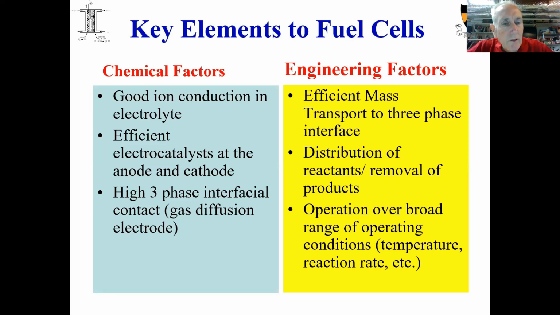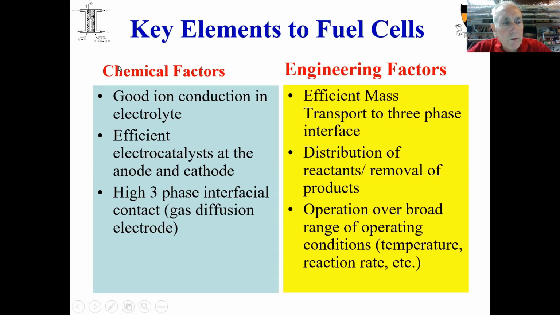Electrolyte, so that you're not wasting energy transporting the protons. You want to have an efficient electrocatalyst at the anode and the cathode. And you want to have a three-phase interface with contact between what's called the gas diffusion layer, which is just a porous layer that has the catalyst in it, so that you can have the gas diffuse and have a high heterogeneous catalyst interface.